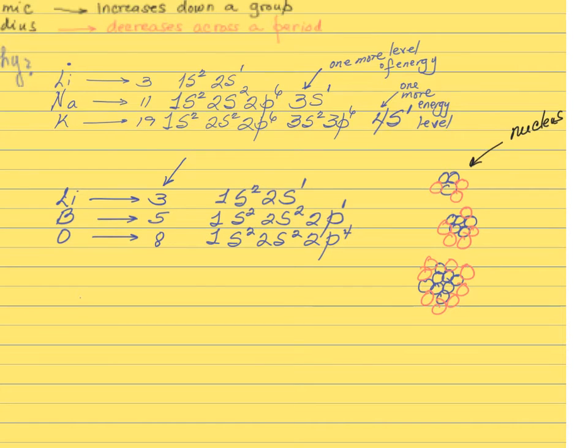What is the consequence of this? Now, the consequence is that oxygen, since it has an atomic radius smaller than lithium, has more control over the valence electrons. Is it going to be easy to remove the valence electron from oxygen? It's not going to be easy.